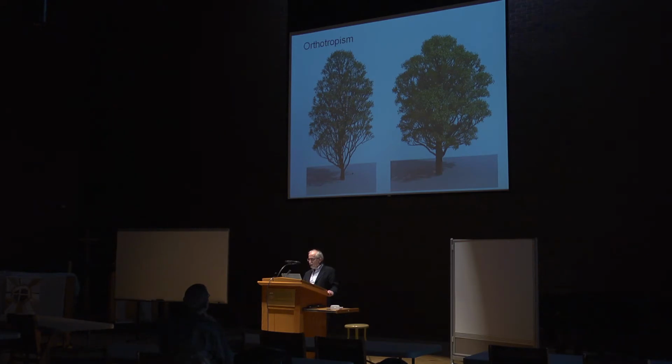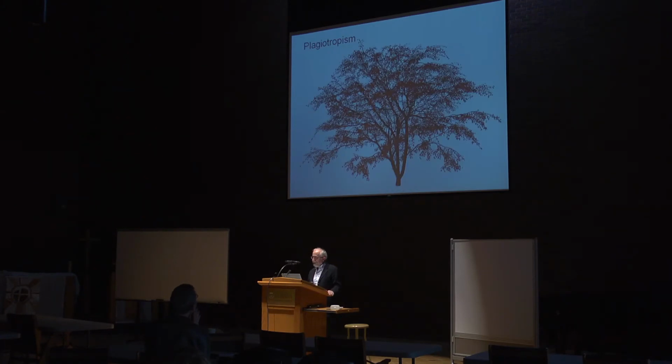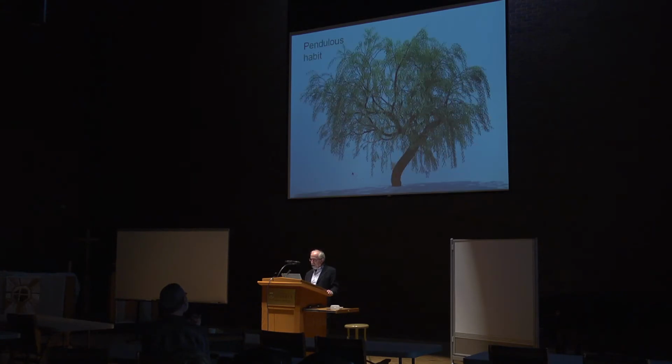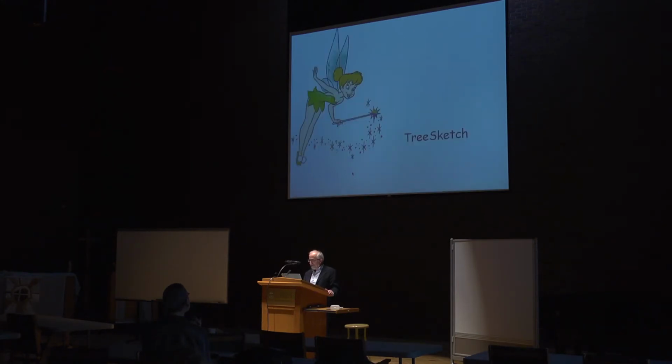So here you can see a couple of trees in which we have incorporated upward orthotropism, so this tendency to grow upwards. Here, in a very contrasted form, we see an example of plagiotropism, so this is the tendency of branches to grow horizontally. And here we have pendulous habit, like in a willow, well, and there are other examples of plants like this.